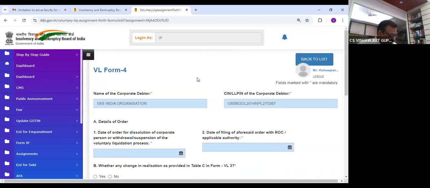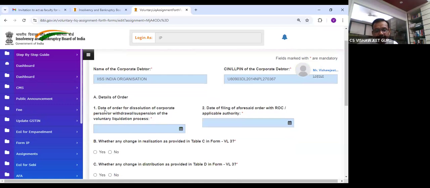Now, in this case, this VL4 is required to be filed for details of the order of dissolution. Means it will be filed after passing of the order of dissolution of the company by NCLT. Name of the corporate debtor, CIN number, details of the order, date of order for dissolution of the corporate person or withdrawal or suspension of the voluntary liquidation process. So if any order has been passed by the NCLT, then VL4 form is required to be filed with IBBI.